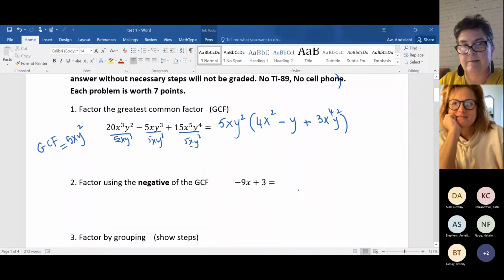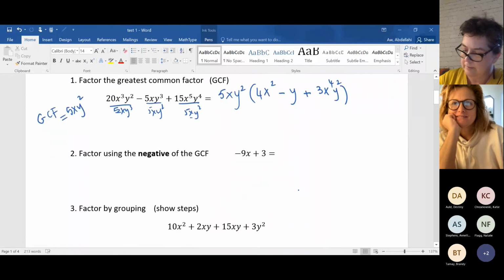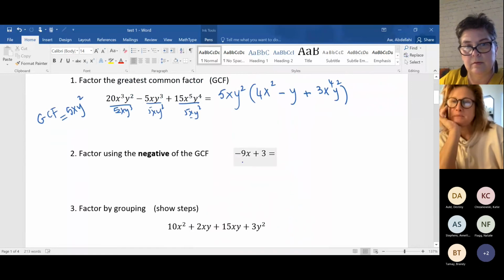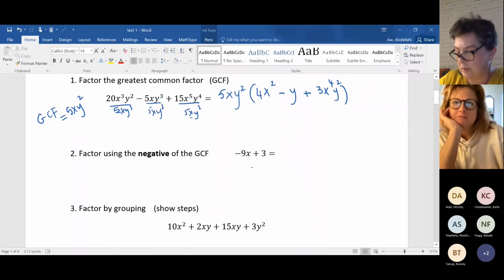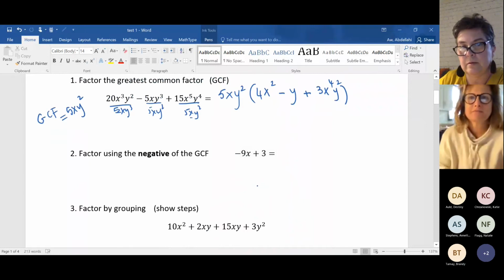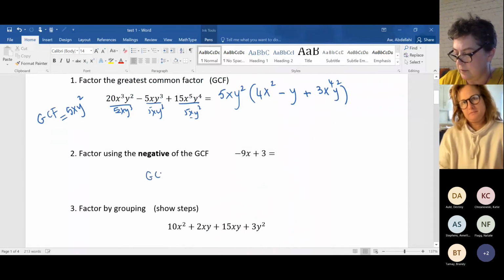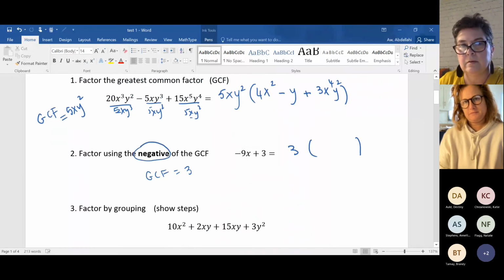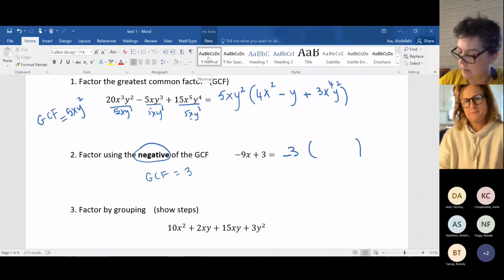Now we go to the next one, which is to factor using the negative GCF, right? You see, we want to see if the students can deal with a negative sign. That's it. The regular GCF is 3, right? If you do 3 only, then you did not follow the direction. The direction says factor the negative GCF, which means we're going to put minus here. So just to follow the direction.